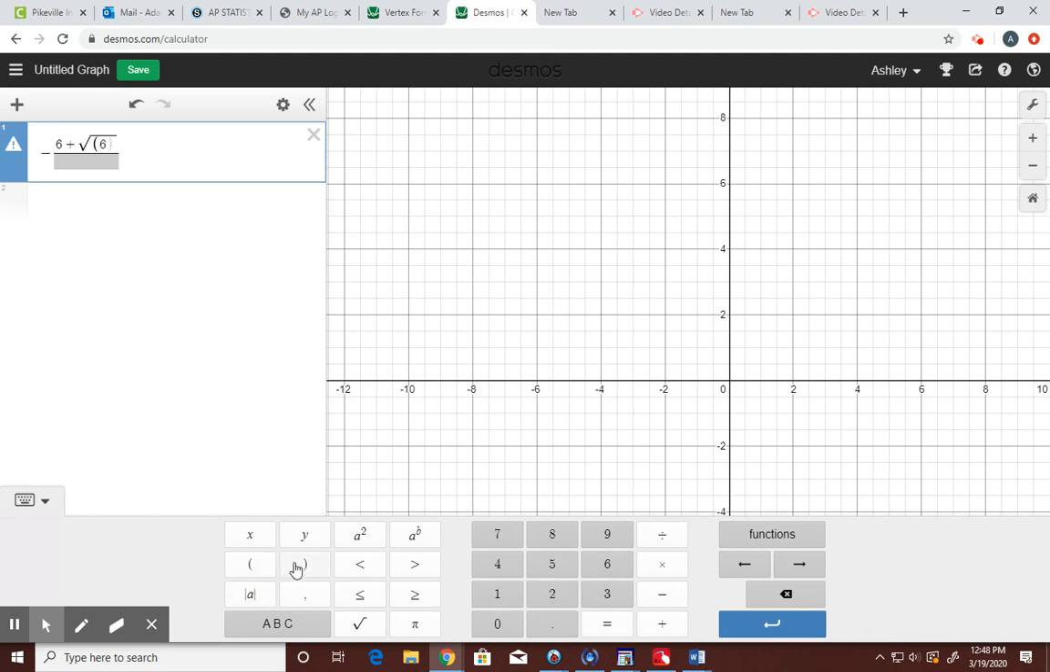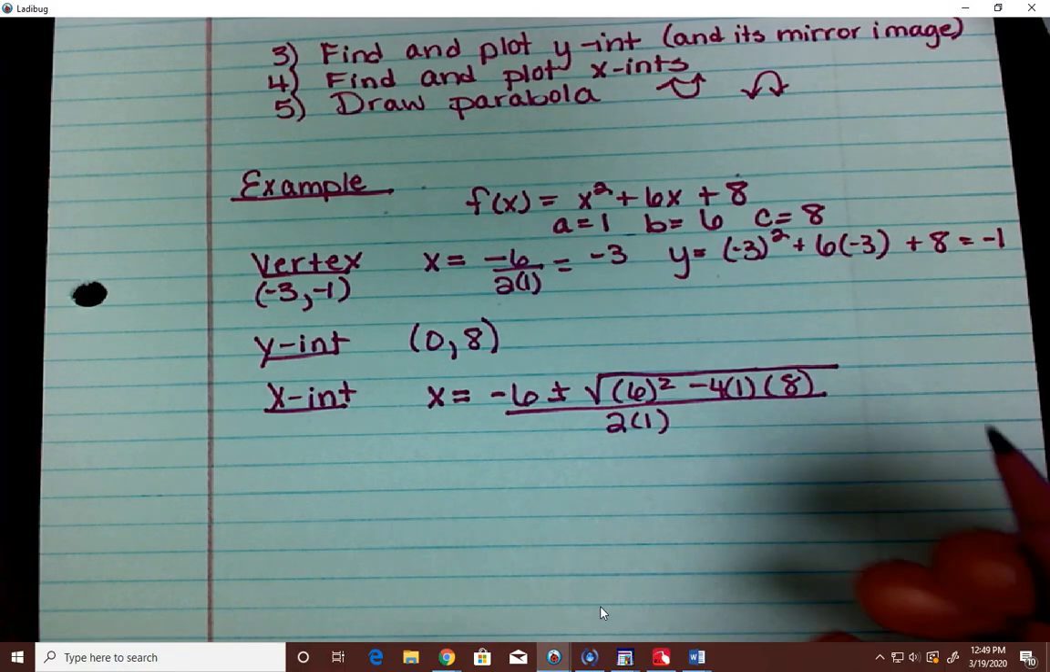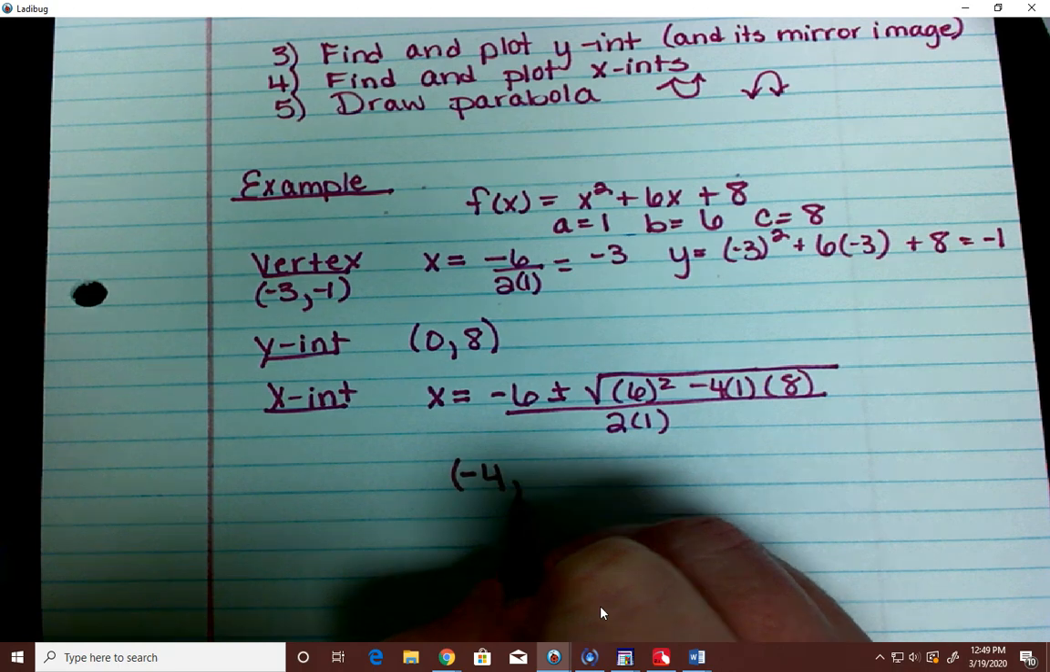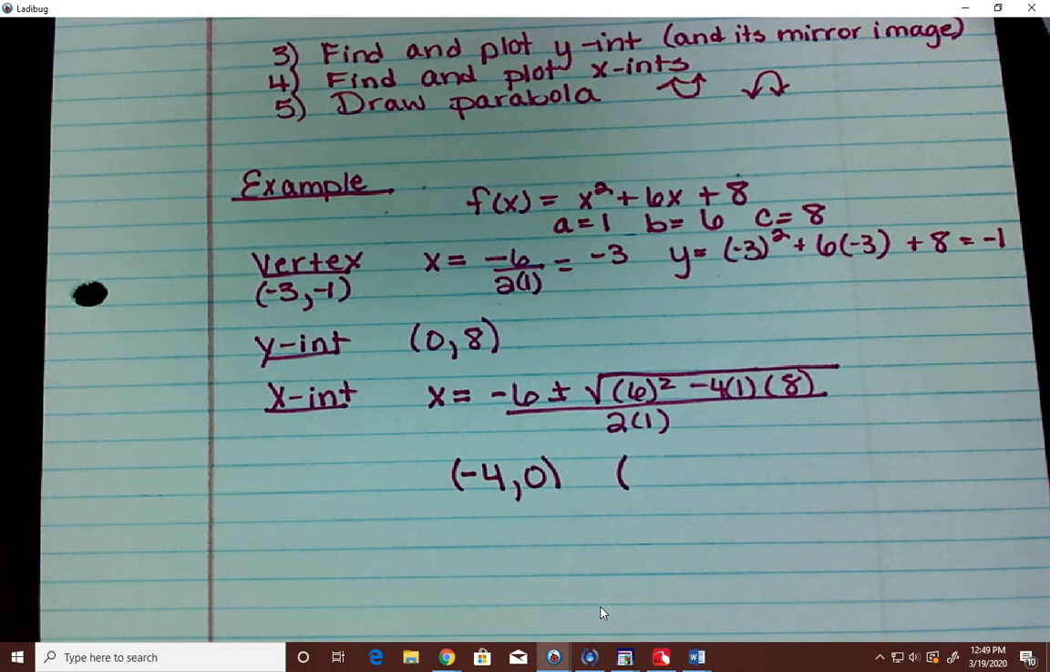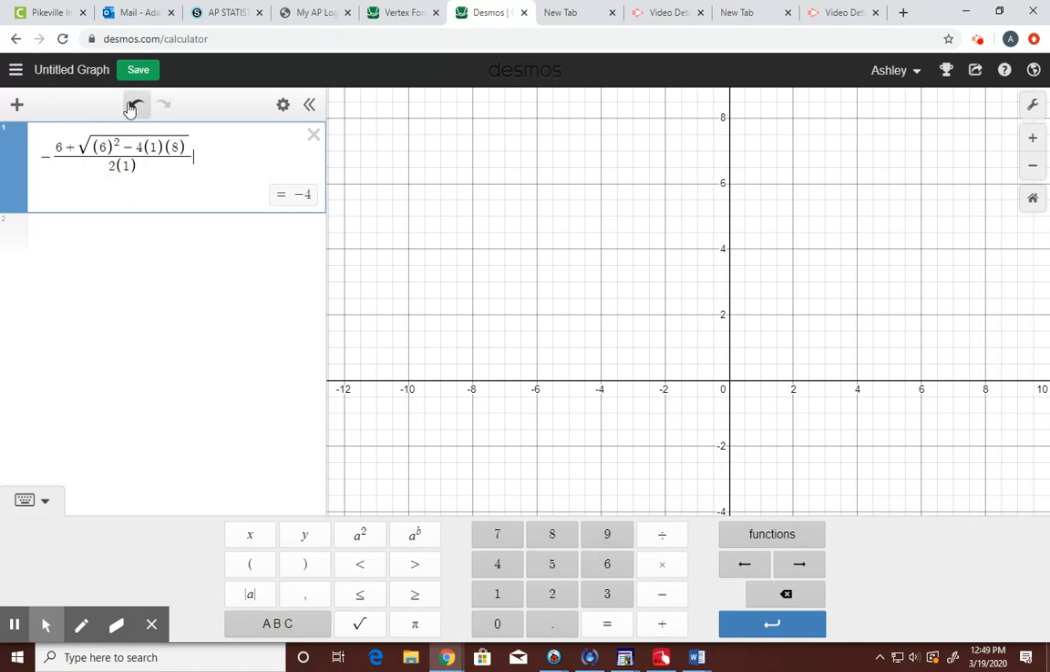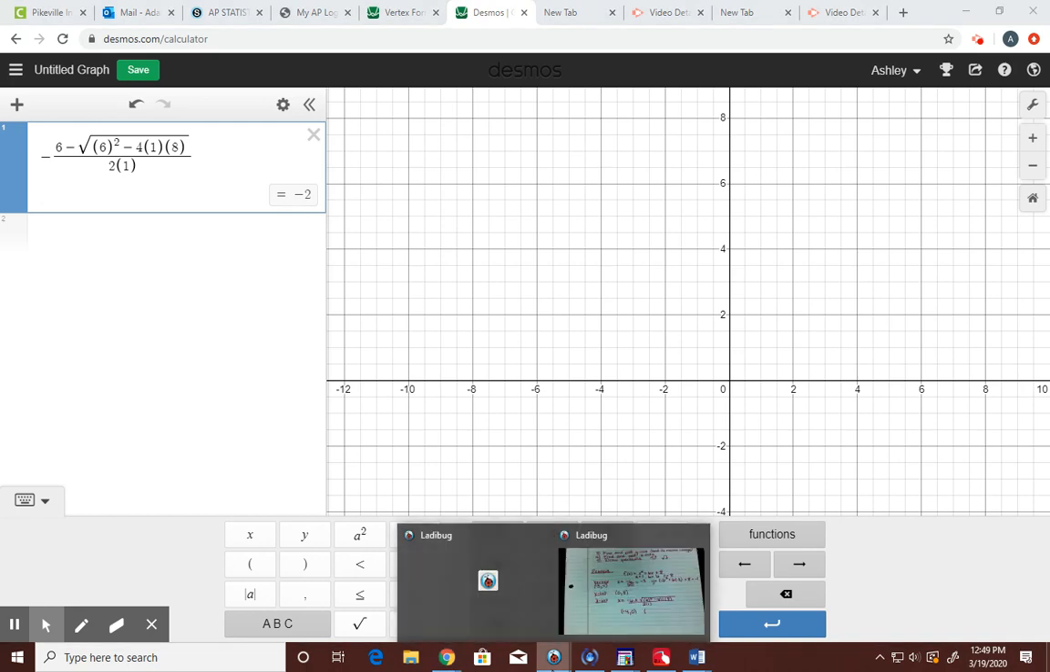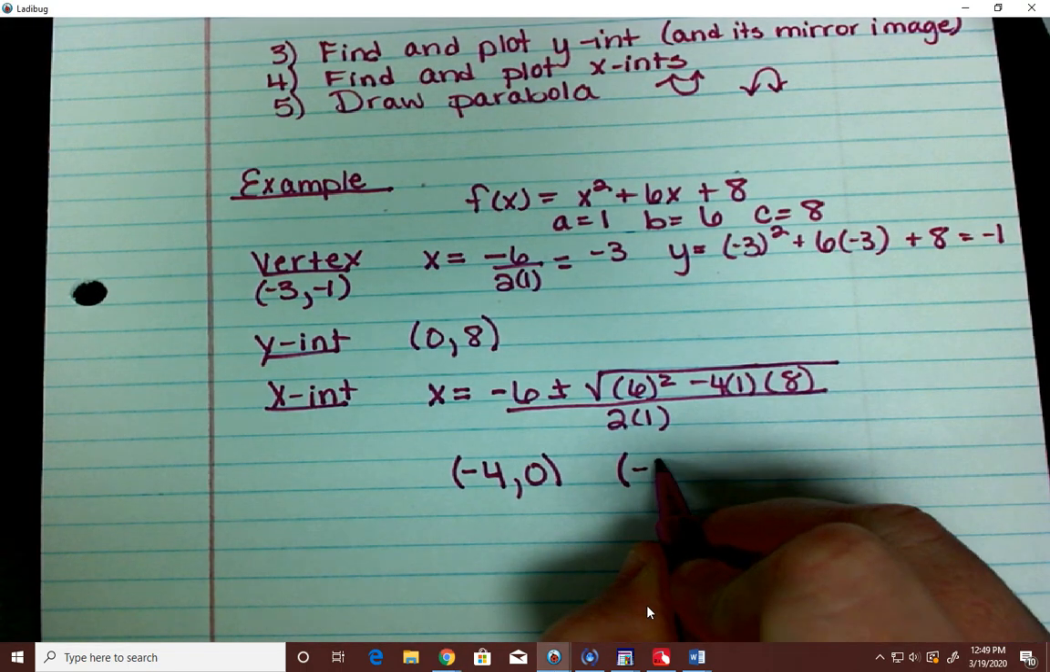So parentheses 6 squared minus 4 parentheses a and then c, all over 2 times a. And so I get -4. So one answer is (-4, 0). And then the other, I just go back and change that to a minus. And I get -2. So (-2, 0).